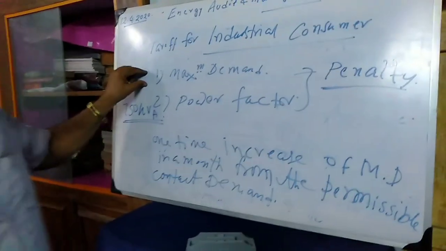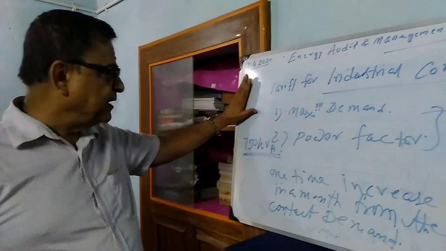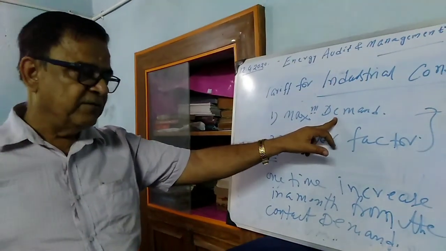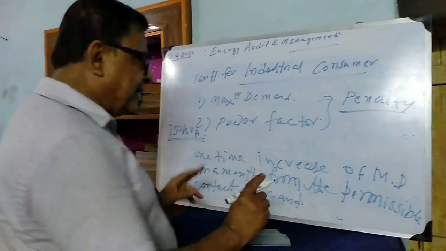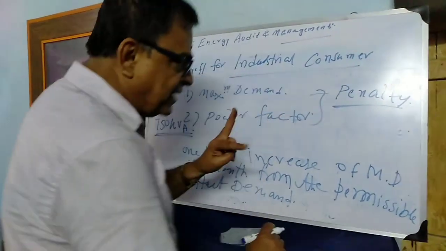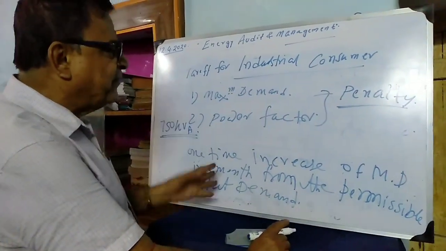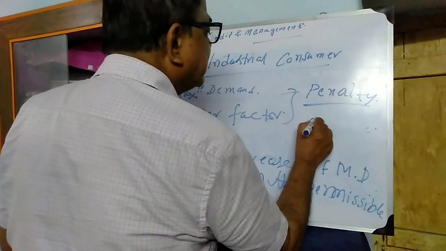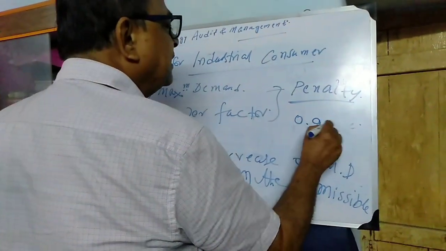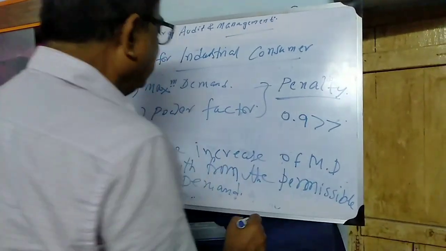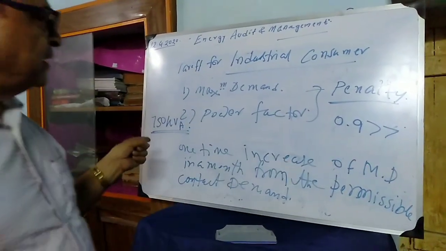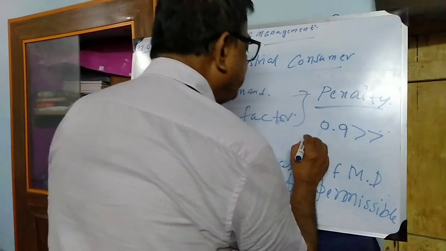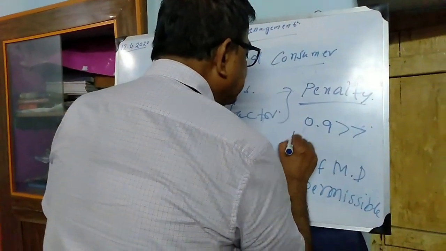Penalty means some penalty is fixed by the supply company, and we have to pay this maximum demand penalty. Now what is the power factor? Power factor, there are two types. One is that if we increase the power factor in your industry to more than 0.9, the power supply company gives some incentive.